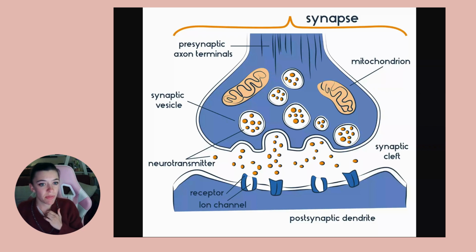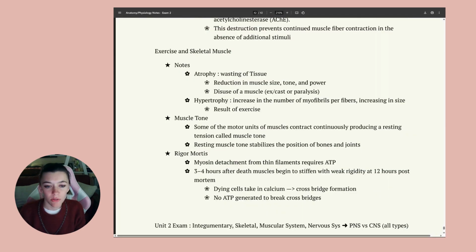The destruction of acetylcholine: the ACH bound to ACH receptors is quickly destroyed by the enzyme acetylcholinesterase, ACHE. This destruction prevents continued muscle fiber contraction in the absence of additional stimuli. All right, next we have exercise and skeletal muscle.